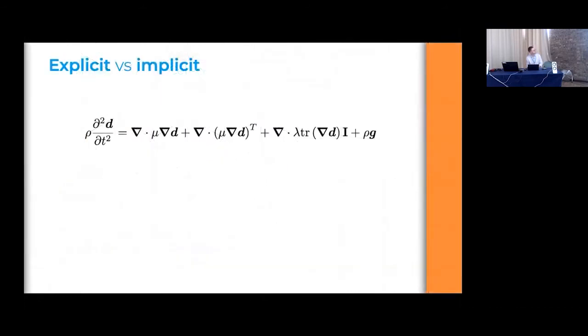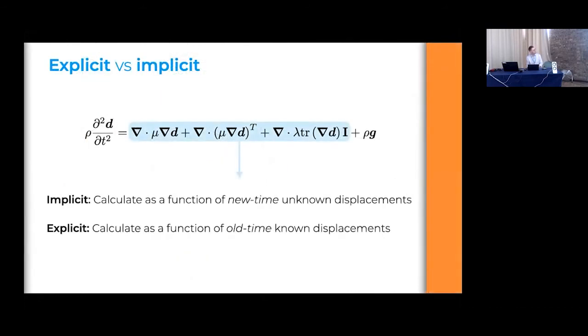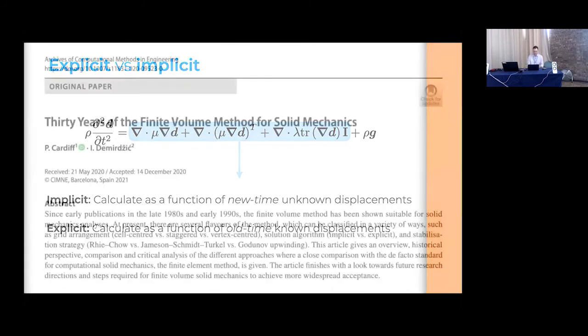And then just to mention implicit versus explicit, how you calculate your divergence of stress. If you calculate that in terms of an unknown displacement, you have to make a linear system, Ax equals b, and solve all that. That's an implicit method. Or you can just use the old time values of D. That's an explicit method. But then you're subject to a Courant number of less than 1, so you need small time steps. So you can implement both of those.